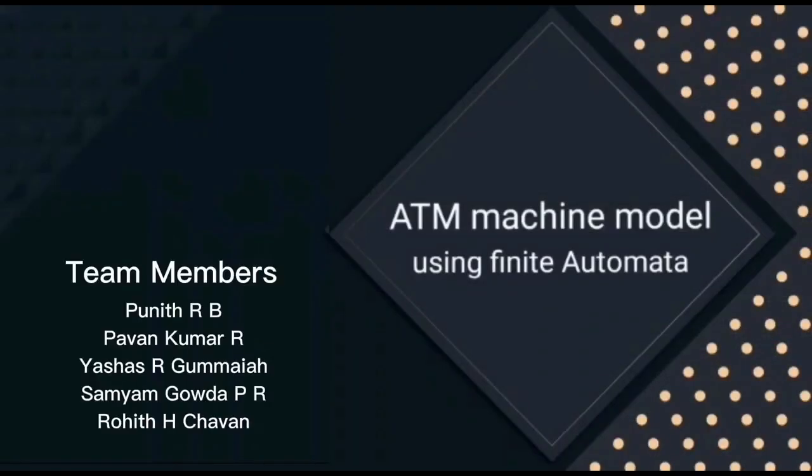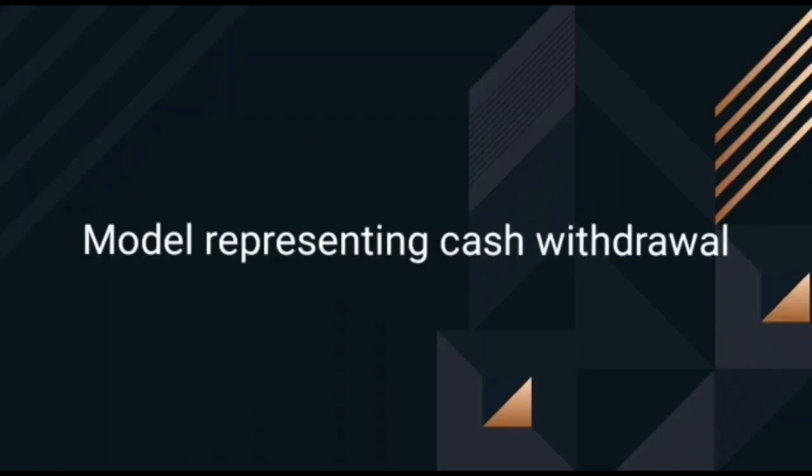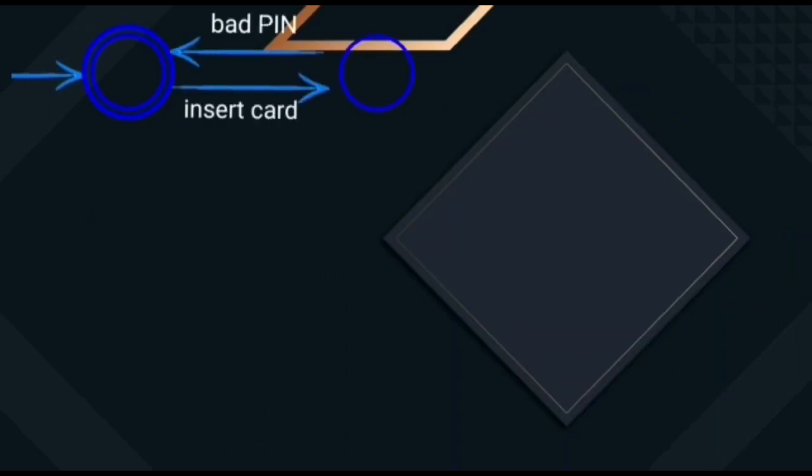In this video, we're going to explain about ATM machine model using Finite Automata. The first method is model representing cash withdrawal. First, when we insert ATM card into the ATM machine, it will ask to enter the PIN. If the PIN entered is incorrect, it will return back to the previous node. If the PIN entered is correct, it will move to the next node.